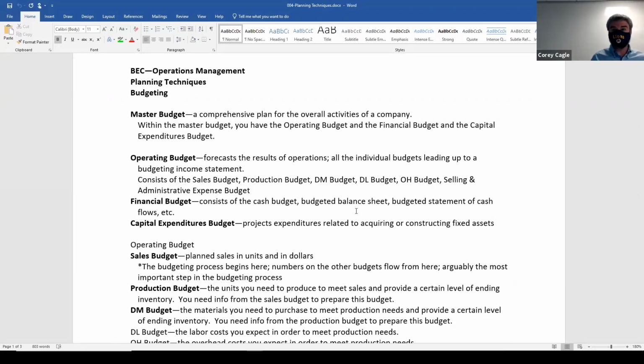It's not that difficult. Definition things to get reintroduced to, I suppose, things you should definitely know. A master budget, think of it like a big old 3-ring binder with every other budget stuck in it, right? It's the whole plan for all the activities of the company.